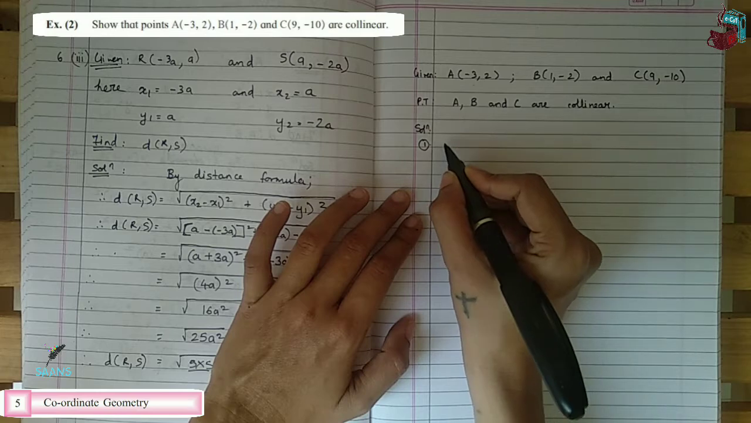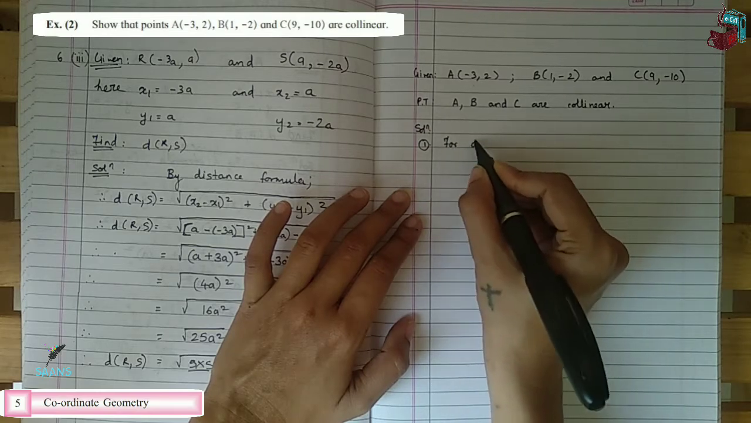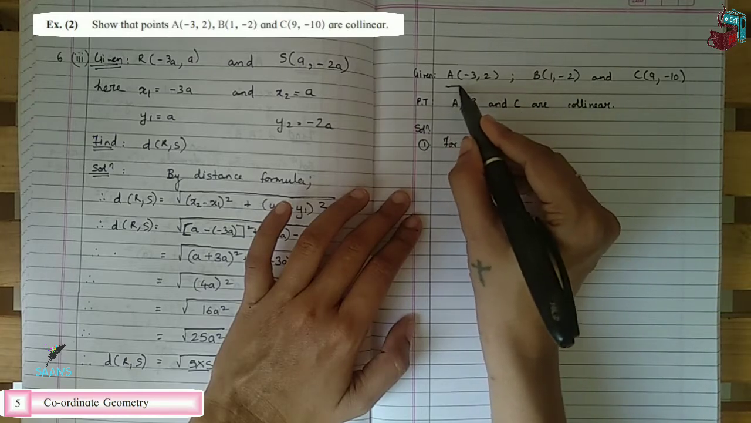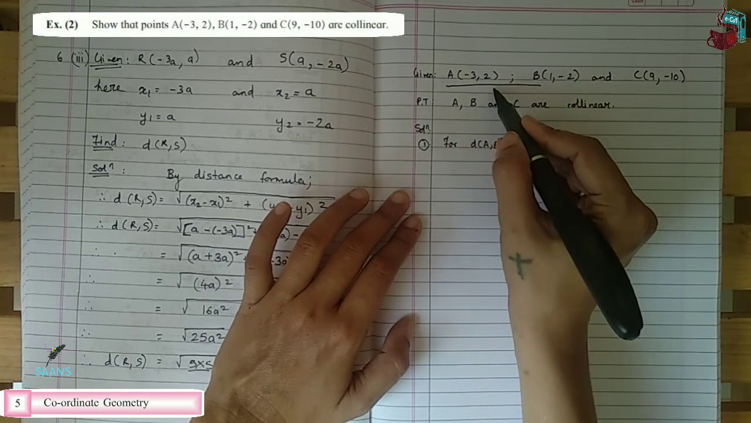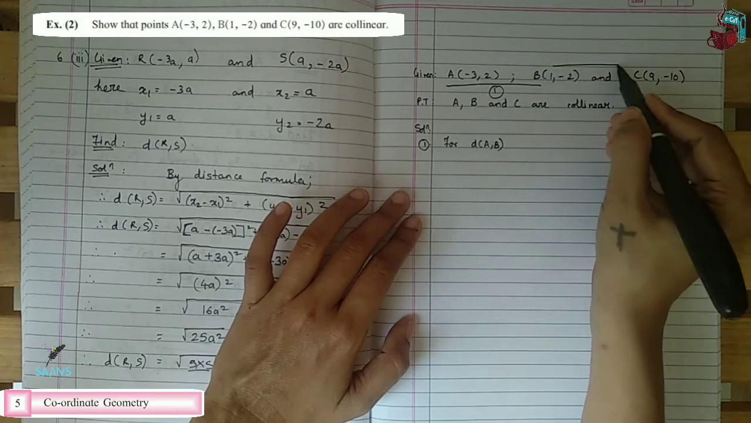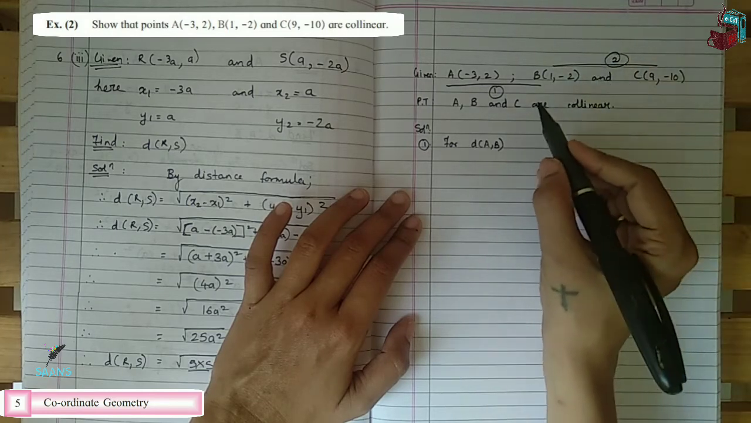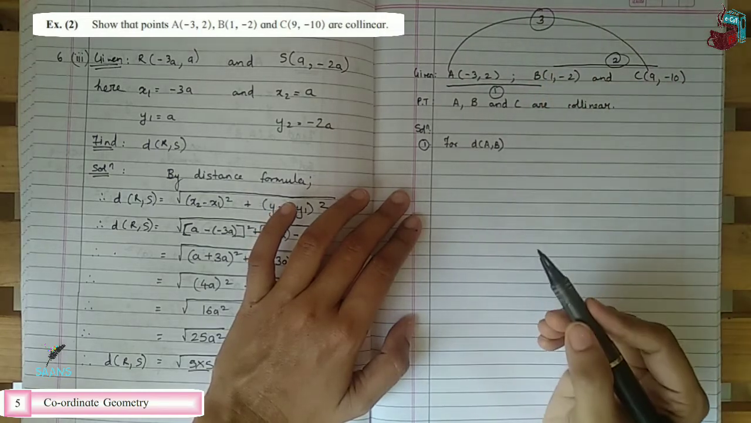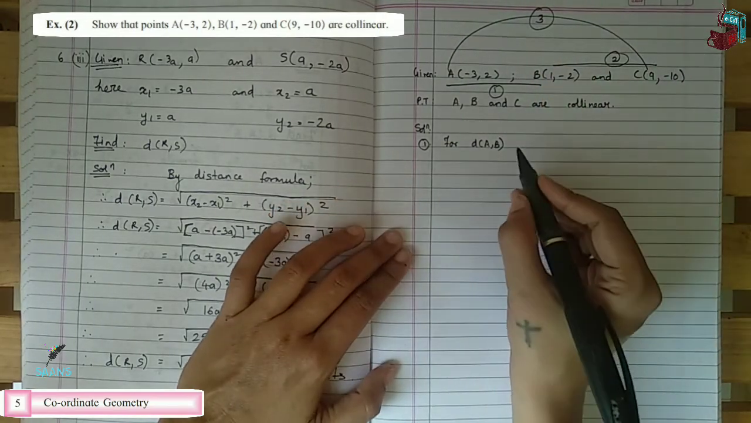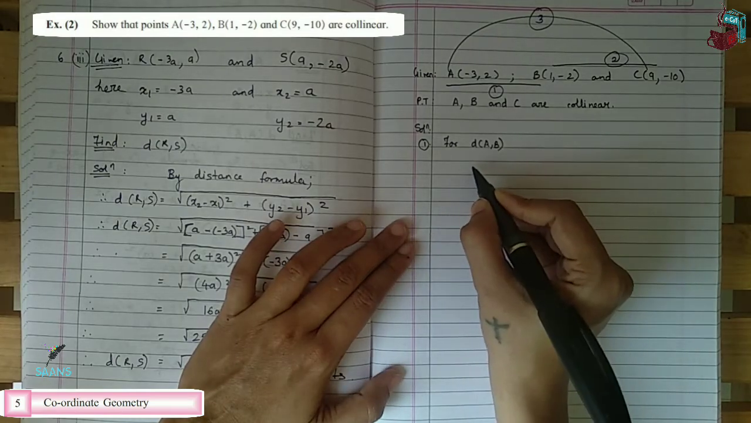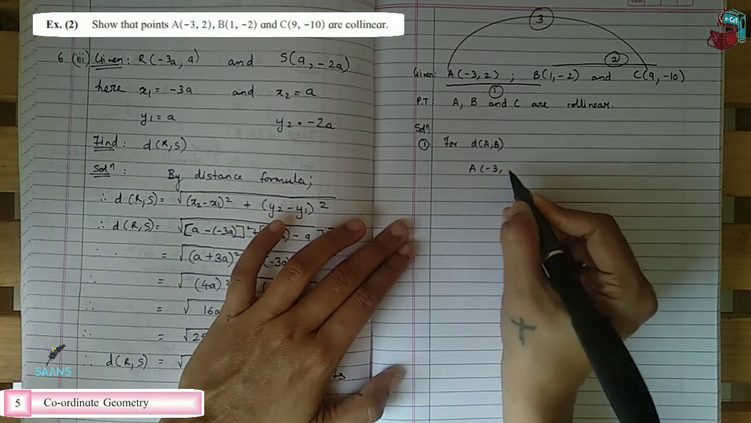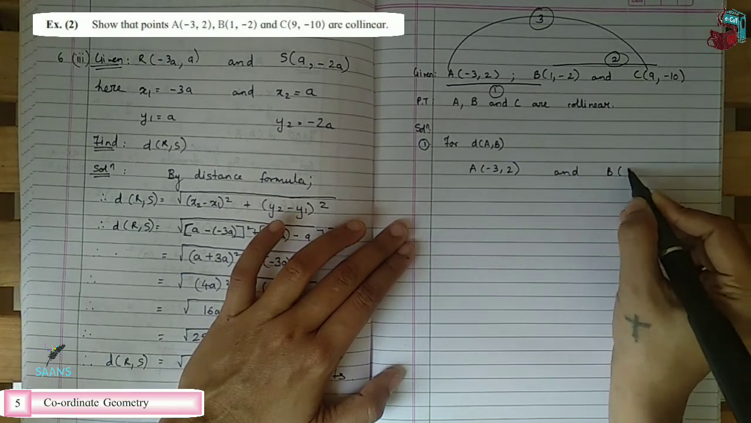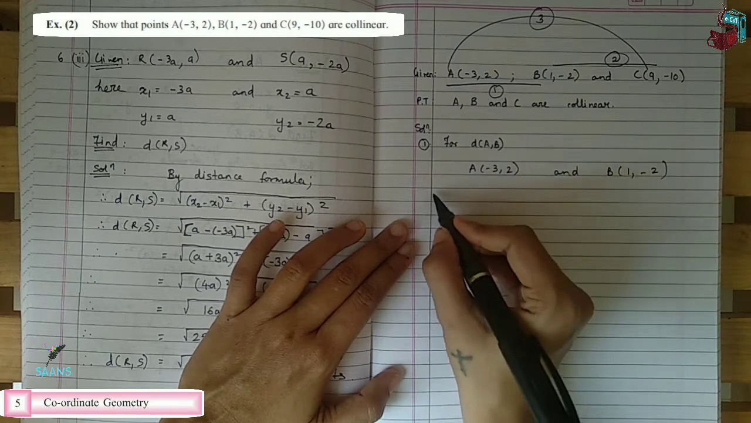So for distance AB, I told you we'll have to find all three: distance AB, don't mark like that, I'm only marking for explanation, distance BC and distance AC. Okay. So for AB, A is minus 3 comma 2 and B is 1 comma minus 2.